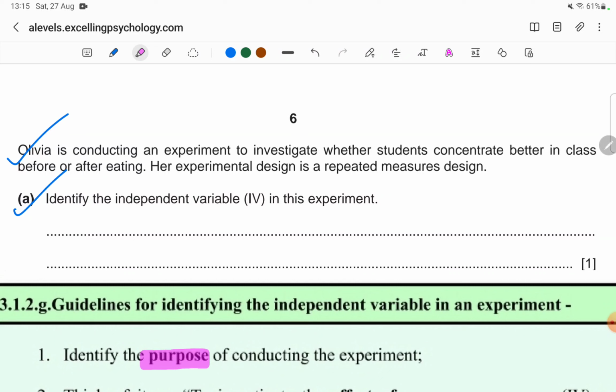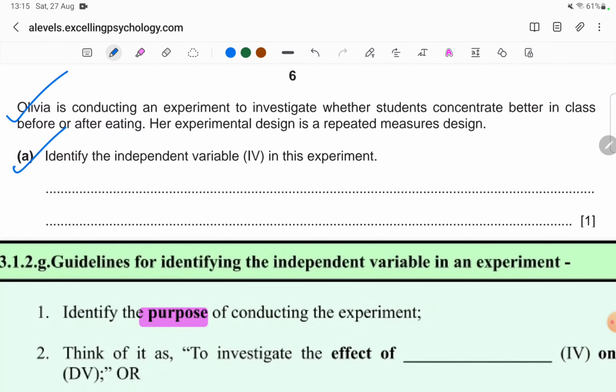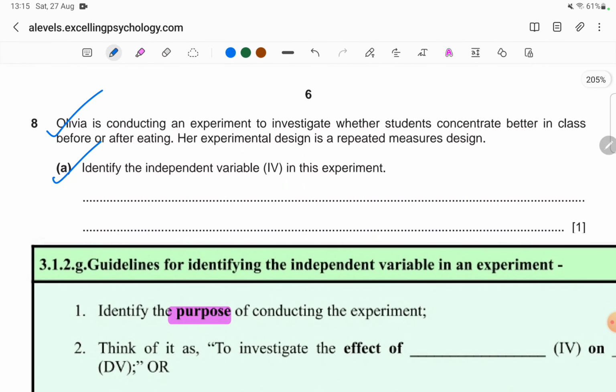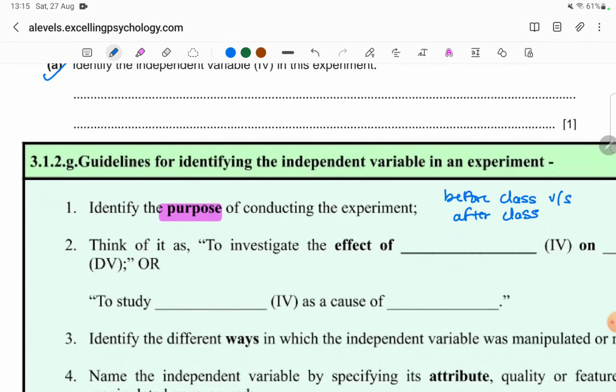What is the purpose of Olivia's experiment? She wants to see whether students are more concentrated if they've eaten before class or if they are going to eat after class. So I think she wants to study the effect of eating, or eating as a cause of concentration.